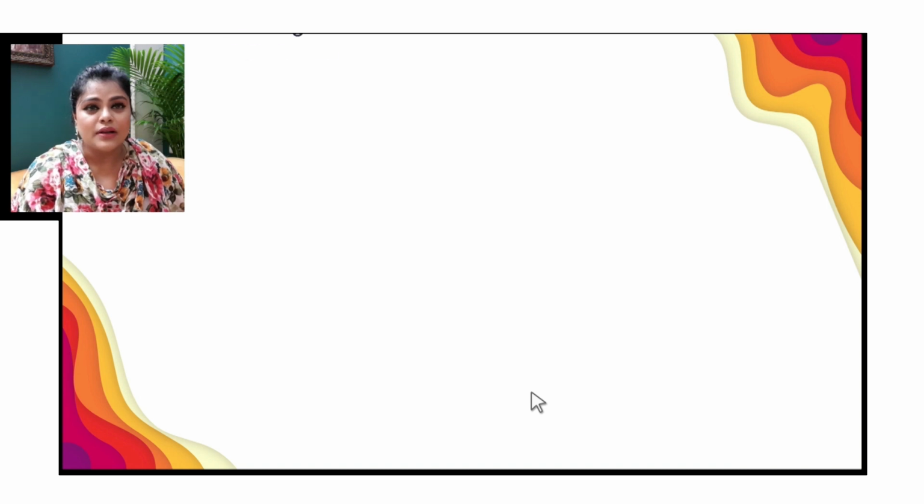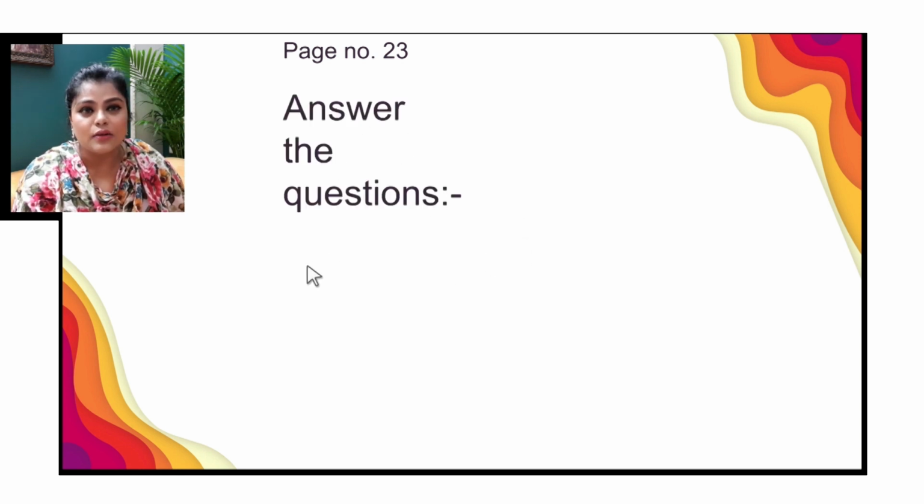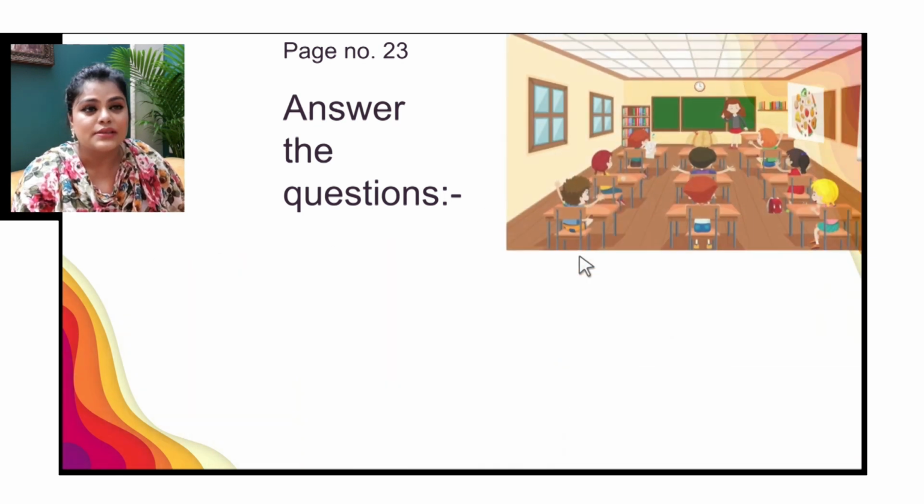Now we will do the textual exercise. Take out your page number 23. Write down today's date, that is 18/8/2020, left top in the corner. Page number 23. Now, answer the questions.